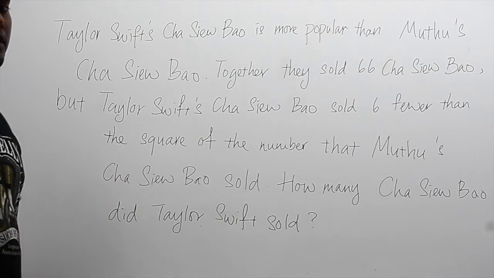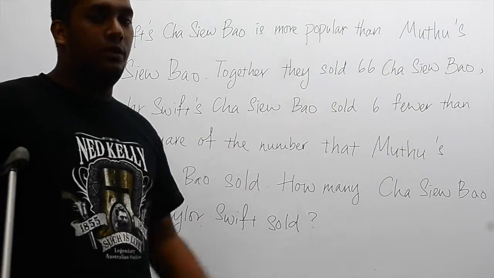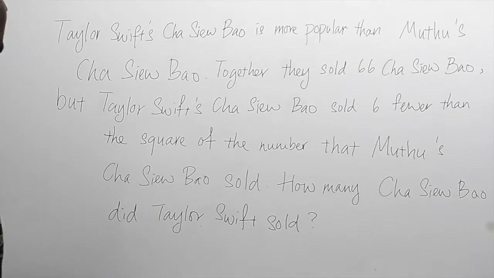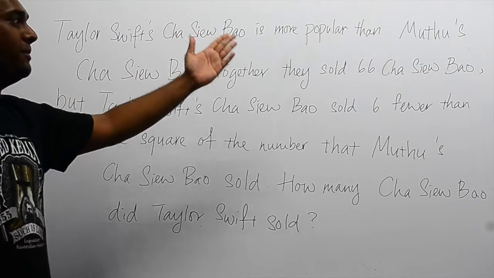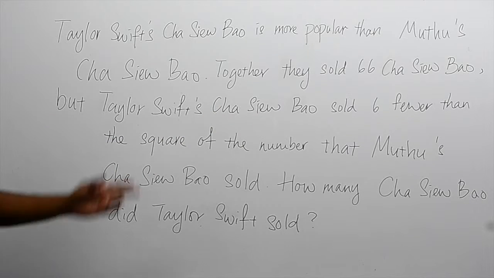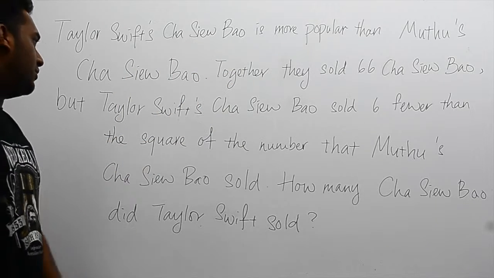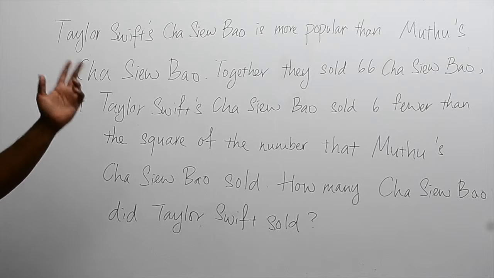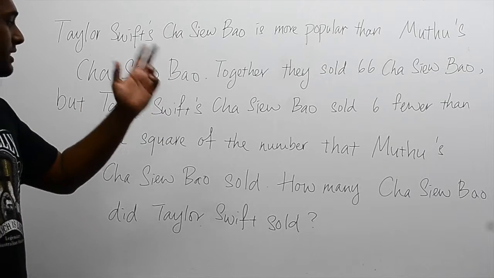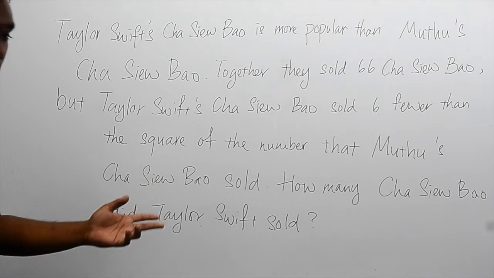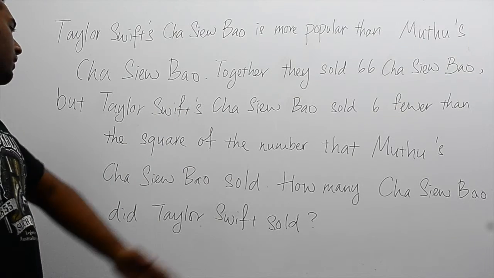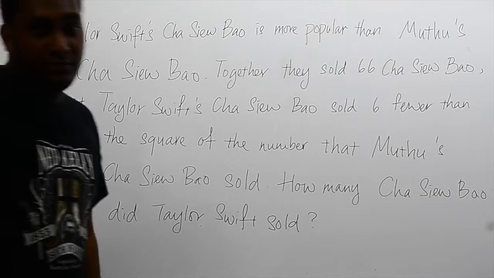So here we have a real life problem which we are going to solve with algebra. Taylor Swift's Char Siew Pao is more popular than Muthu's Char Siew Pao. Together they sold 66 Char Siew Pao, but Taylor Swift's Char Siew Pao sold 6 fewer than the square of the number that Muthu's Char Siew Pao sold. How many Char Siew Pao did Taylor Swift sell?